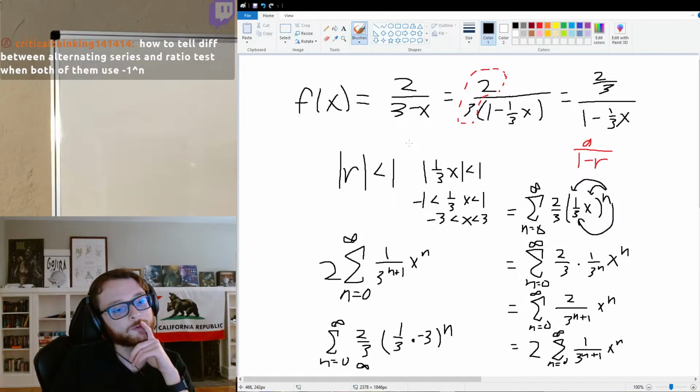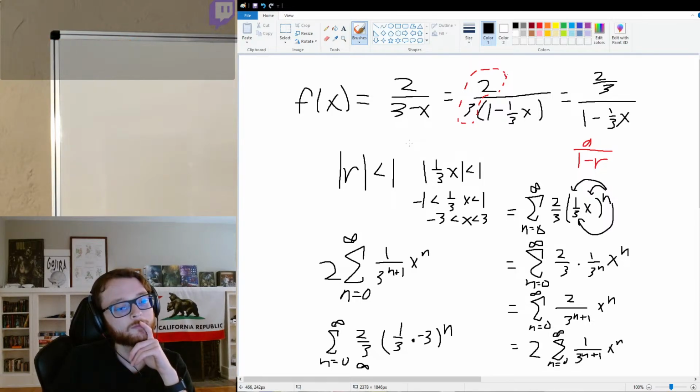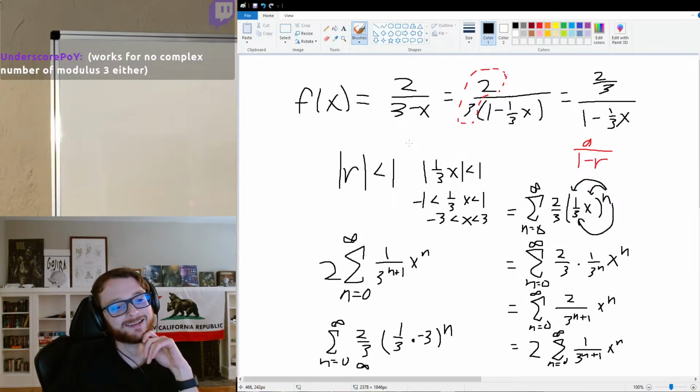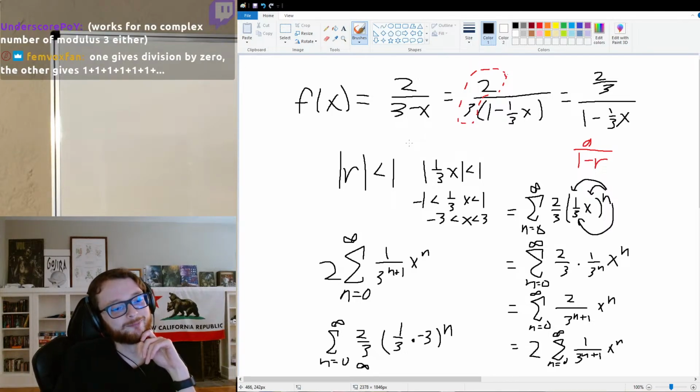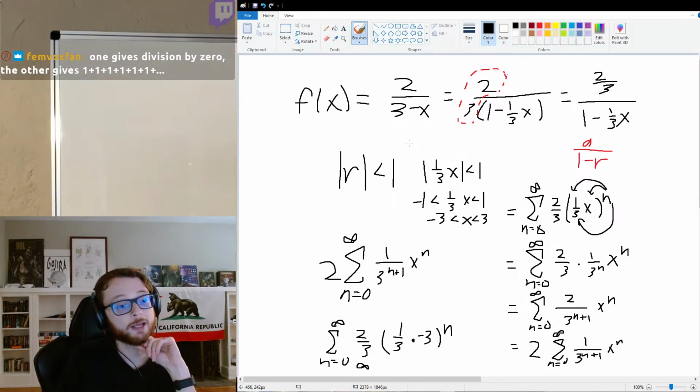The difference between alternating series and ratio test when both of them are alternating. No complex numbers of modulus 3? Oh, I guess, yeah. So the difference between alternating series and ratio test: if it's factorials, jump straight to ratio test. Otherwise, try alternating series test first, in my opinion, because it's quicker. And if that doesn't work, then do ratio test.